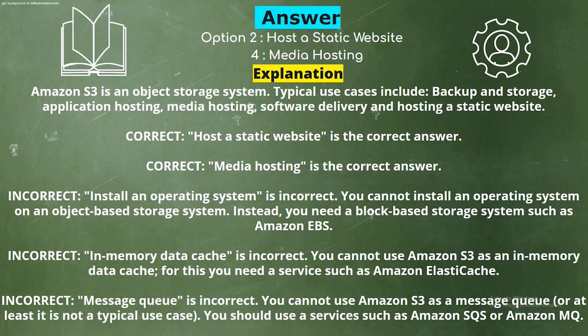Incorrect. In-memory data cache is incorrect. You cannot use Amazon S3 as an in-memory data cache. For this you need a service such as Amazon ElastiCache. Incorrect. Message queue is incorrect. You cannot use Amazon S3 as a message queue, or at least it is not a typical use case. You should use services such as Amazon SQS or Amazon MQ.